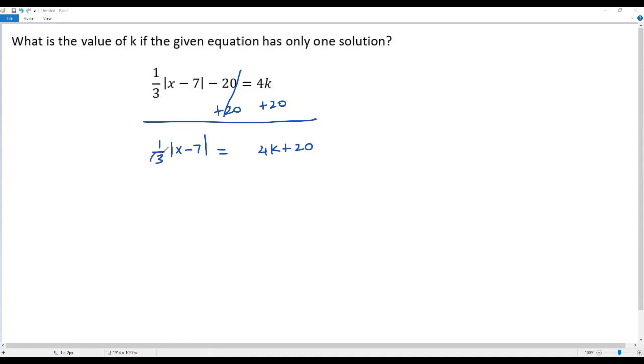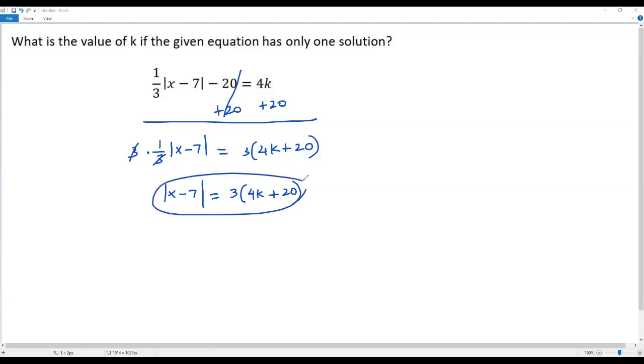Now I have to get rid of this 3 in the denominator. For that, I have to multiply both sides by 3. Let me do it. So this 3 will cancel out. Then I'm getting absolute value of x minus 7 equals 3 times (4k plus 20). Now the information says the equation has only one solution and our aim is to find the value of k. Now let me consider all possible cases for the solution of this absolute value equation.